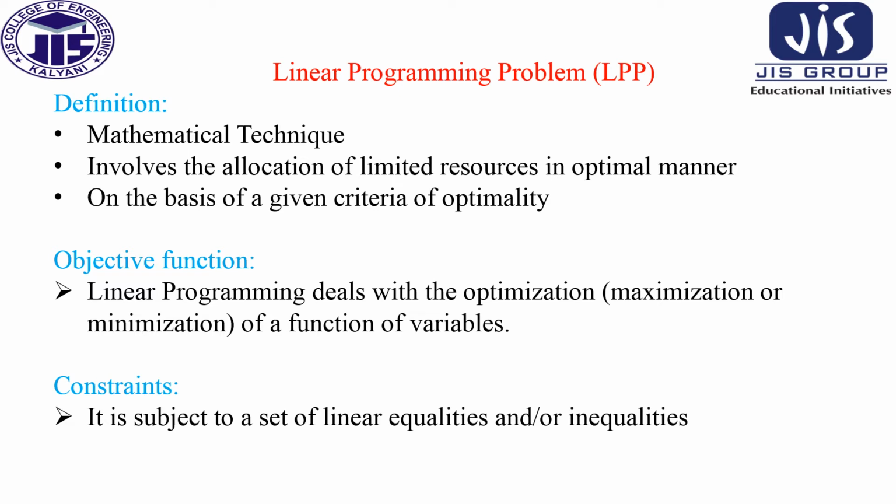So, what are the basic parts of one LPP? Linear programming deals with optimization, that is, two types of optimization are there, we all know: maximization or minimization of a function of variables which is known as the objective function. And the second part of one LPP is constraints. So what are constraints? It is subject to a set of linear inequalities or equalities which are known as constraints.